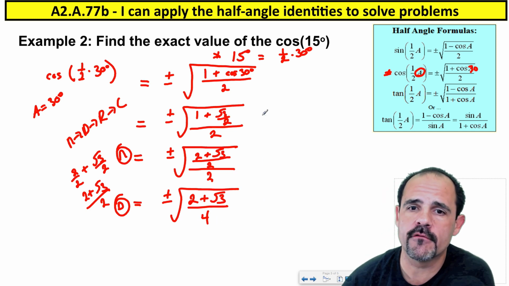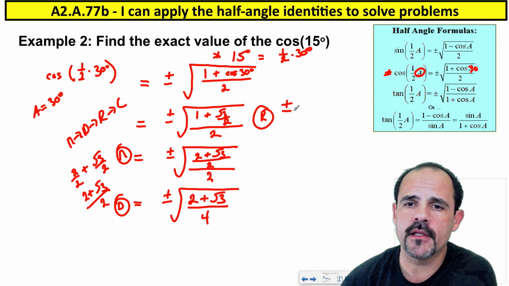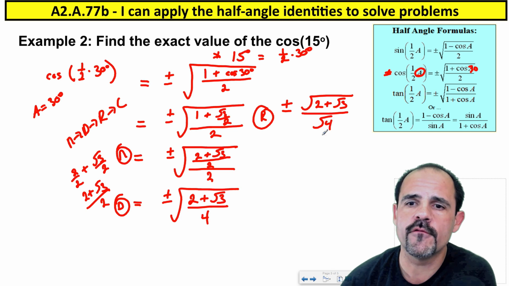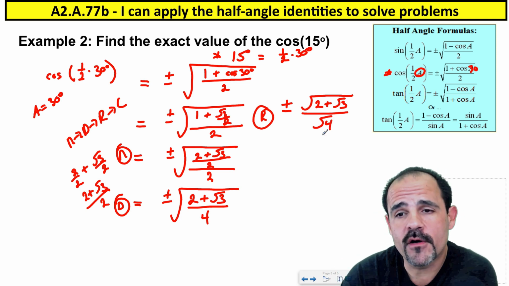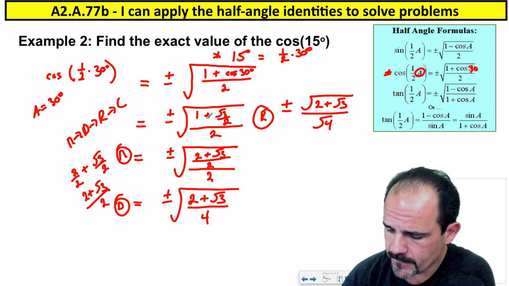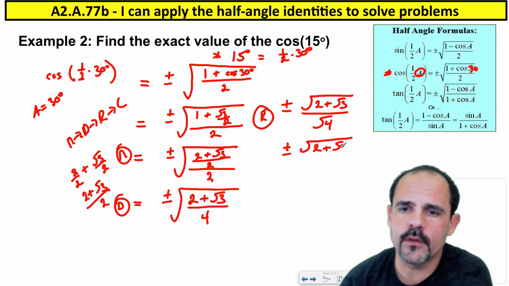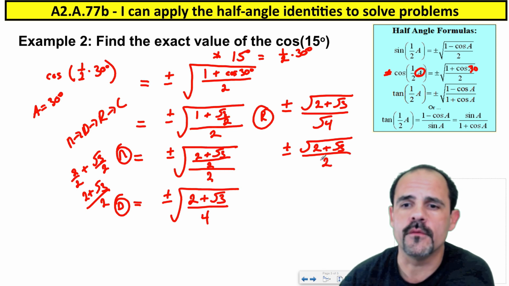Now we just got to go ahead and rationalize. So let's rationalize over here. That's going to be plus or minus the square root of 2 plus the square root of 3 over the square root of 4. Now 4 is a perfect square. I don't have to rationalize, life is good, but you do have to take the square root of 4. So our answer is going to be positive or negative 2 plus the square root of 3 over 2.